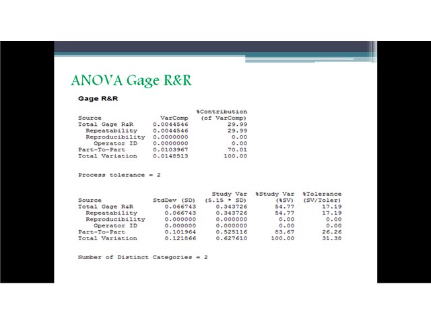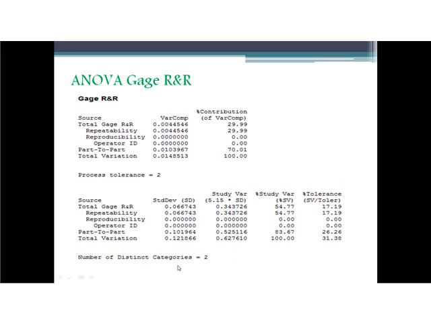Percentage tolerance is comparing the measurement system variation with the tolerance or with the specifications. For the percentage tolerance limit, it should be less than 20%. Here we can see that it is less than 20%, it is about 17.9, so our measurement system is good.